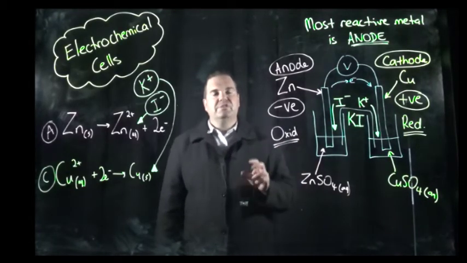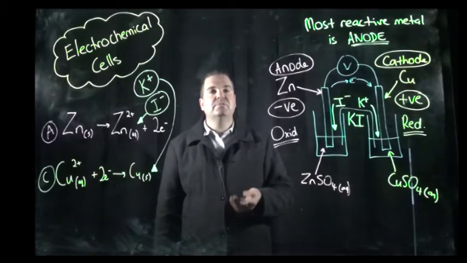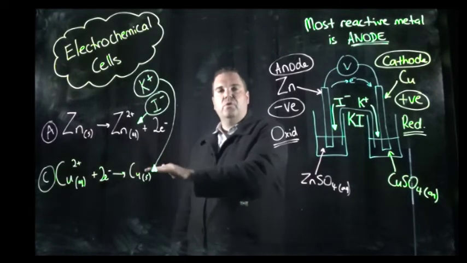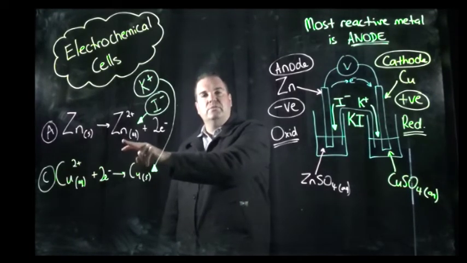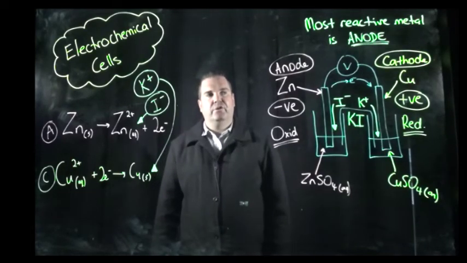So what I suggest you do is have a look at this video a couple of times. You might want to pause it. You might want to pick two other metals and try to draw up your own electrochemical cell. Try doing your half equations as well, remembering the most reactive metal always loses electrons, and then try to work out which one's positive, which one's negative, and go from there.